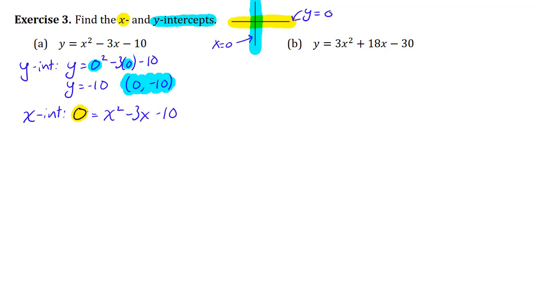So if you can factor this, that works. Factoring is pretty quick, or you could use the quadratic formula, or even better, you could do both and make sure you get the same answer both ways.